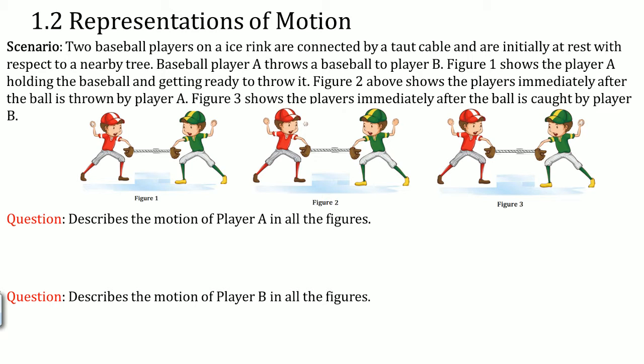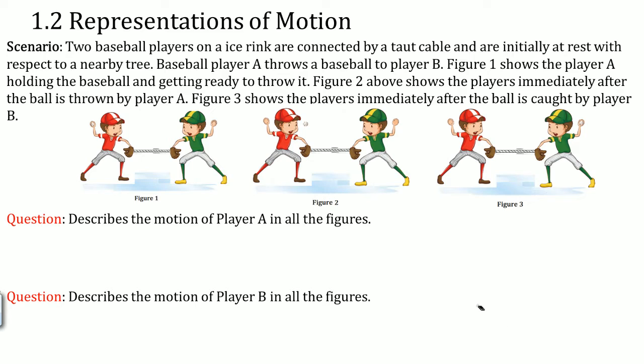Figure 2 shows the players immediately after the ball is thrown by player A. The ball's in the air. Figure 3 shows the players immediately after the ball is caught by player B. The question: you're going to describe the motion of player A in all of the figures.